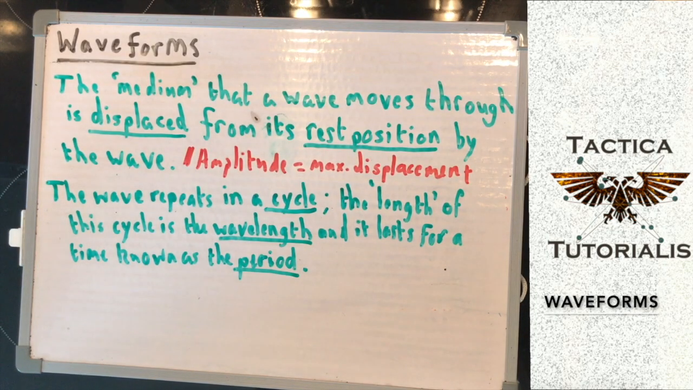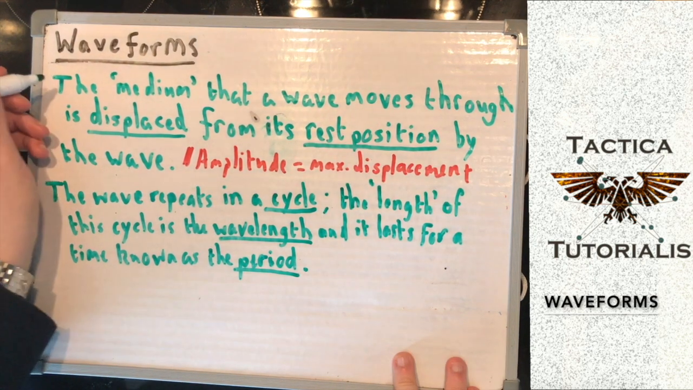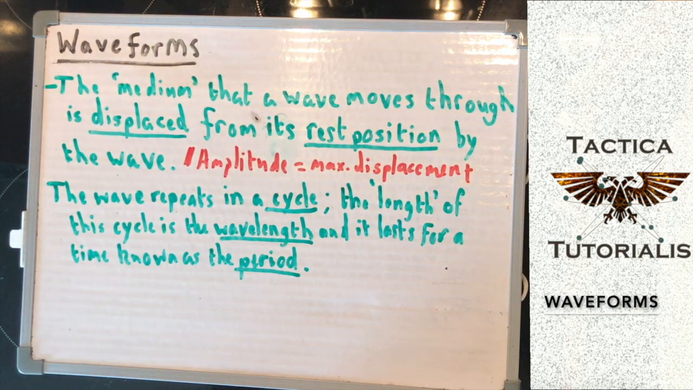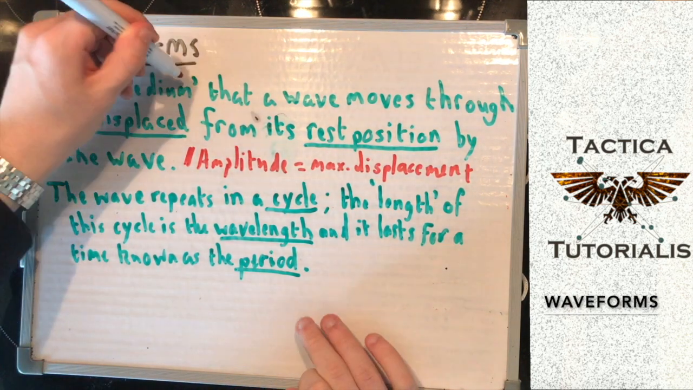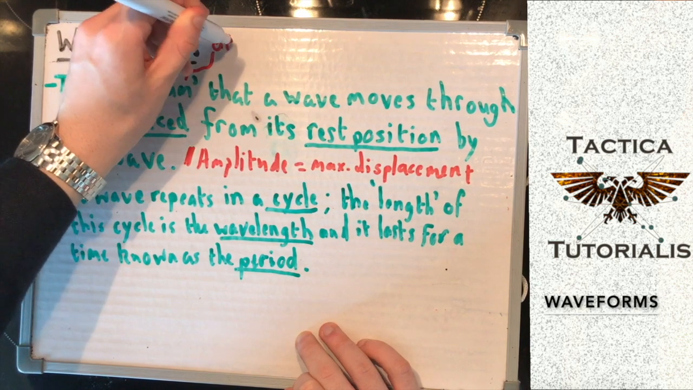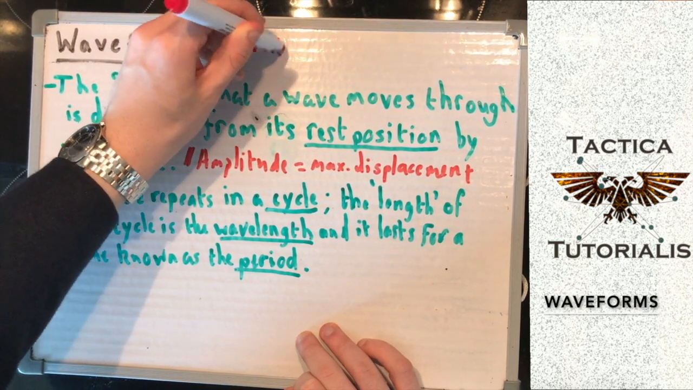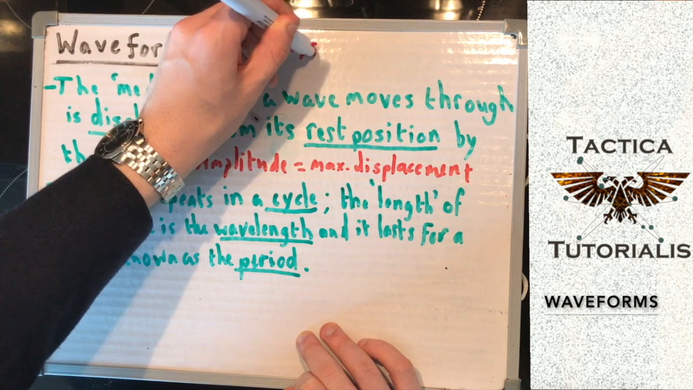So, just to take everything I've been saying for the past few minutes and condense it into some baseline notes that I'd like you to take down. There are two main bullet points to consider when it comes to waveforms and waves in general. The first is that the medium that the wave is moving through is displaced from its rest position by the wave. When I say medium, that could be air, could be water, could be space even.